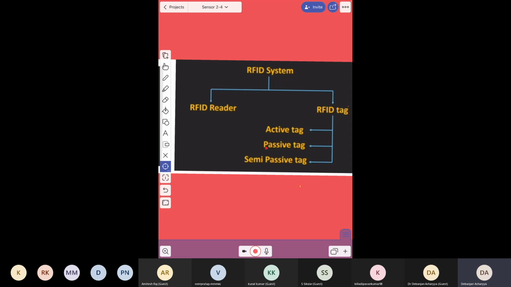Not only this, in a barcode, if the barcode is tampered with, you can't detect it. But in the case of an RFID system, as this is generally an antenna based system, it is very difficult to tamper with because it is situated in a closed system. I will show you how it looks.